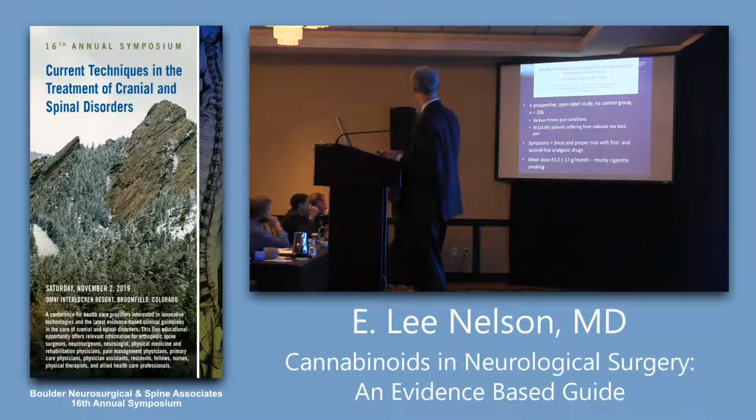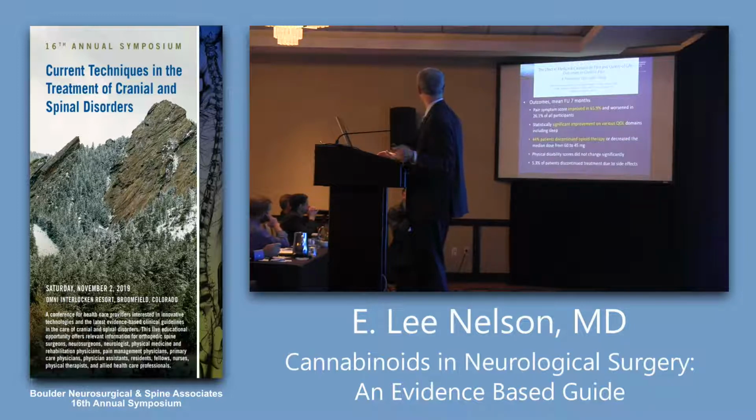Roughly 24% of them had radicular or low back pain. The symptoms had been present for 3 months prior to starting the study. These patients had been trialed with first and second line analgesic drugs. The median dose of cannabis that they consumed was 43.2 grams plus or minus per month, and the drug was supplied mostly as cigarettes. The outcomes of this study were pretty good. The pain symptoms improved in this patient population in roughly 66% of them, so two-thirds had a benefit in pain.